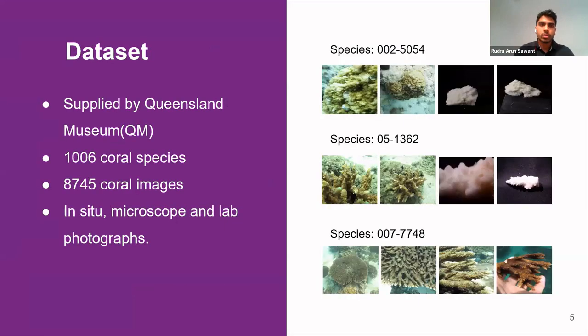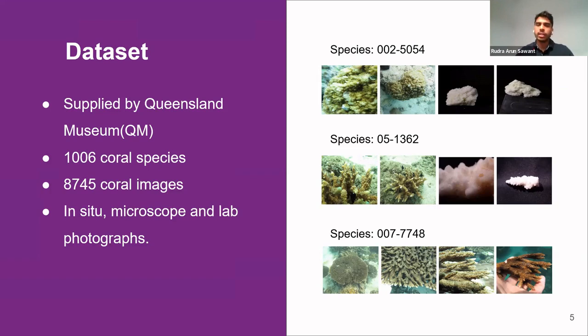Okay, so the dataset that we'll be using is supplied by the Queensland Museum. It has 8,745 coral images, which belong to 106 different coral categories. Some of the images are displayed on the side. These are different categories, and we have 106 such categories having images. Some of them have many images, like 15, 16 images, but some have very few images, like 1 or 2 at max.